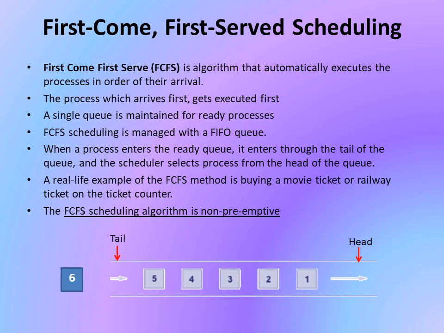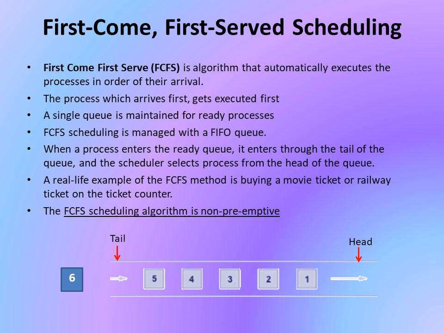First come, first serve scheduling algorithm. First come, first serve scheduling is an algorithm that executes the processes in the order in which they arrived. That is, the process that arrives first gets executed first, and the process that arrives at the end gets executed in the last.